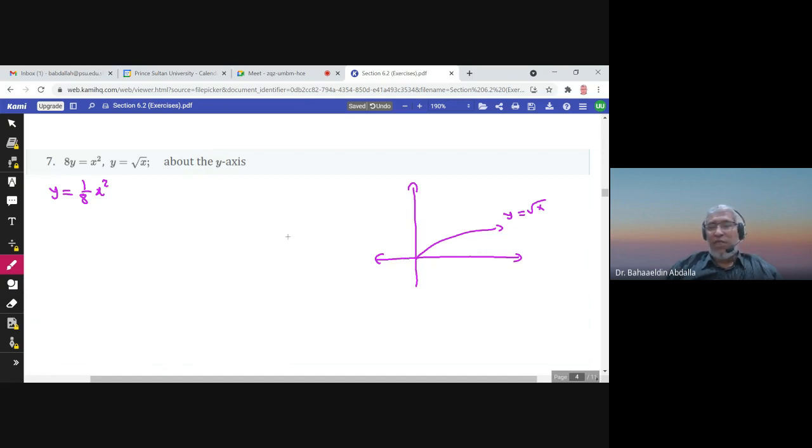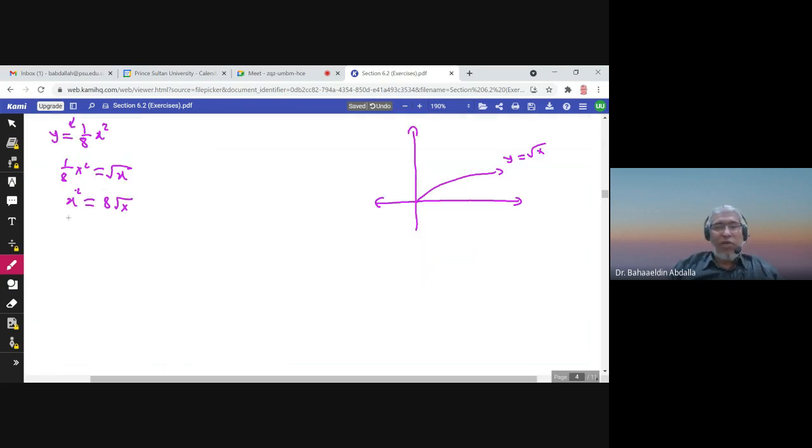We need to find the intersection points between the two graphs. So I will put 1 over 8 x squared equals the square root of x. This is y of this curve, and this is y of the other. So we solve the two equations together. If we multiply by 8, I'll have 8 square root of x. Now, if I square both sides, I will have x to the power 4 equals 64x. So take everything to the left-hand side.